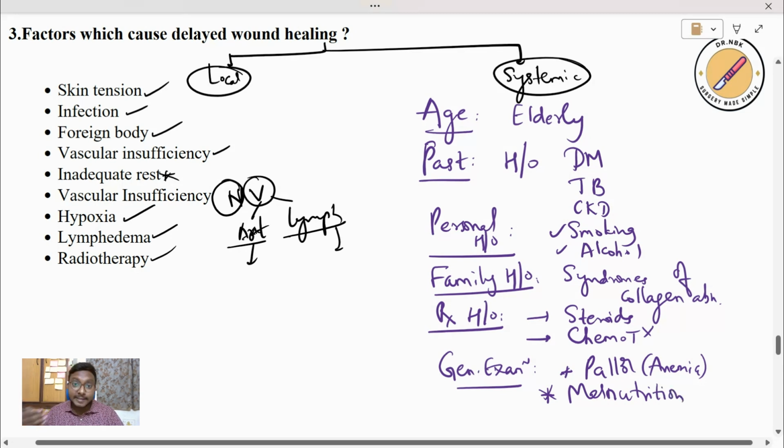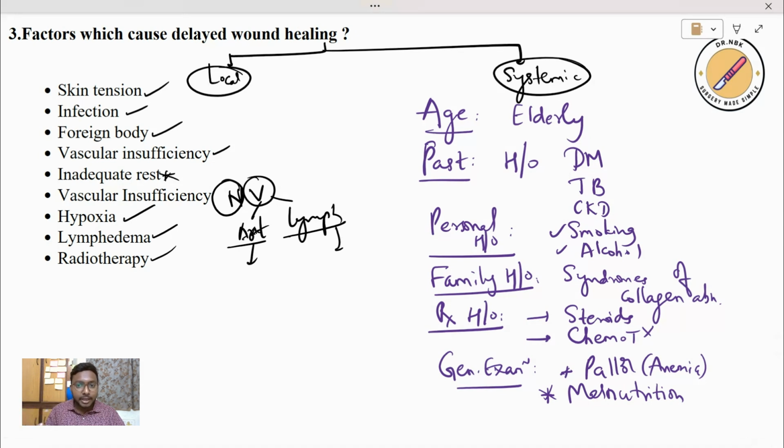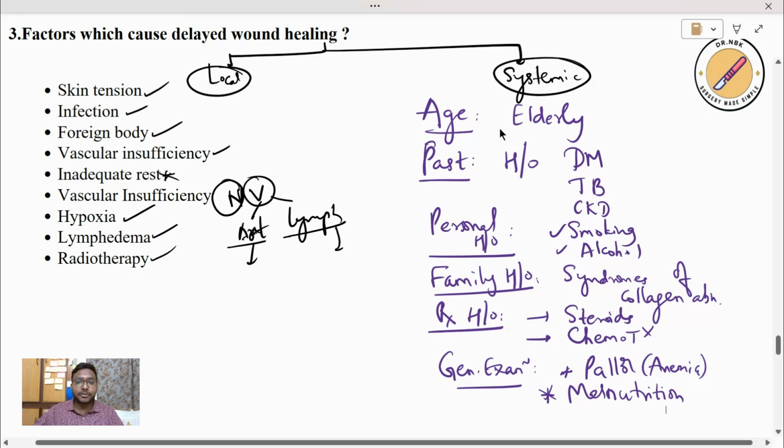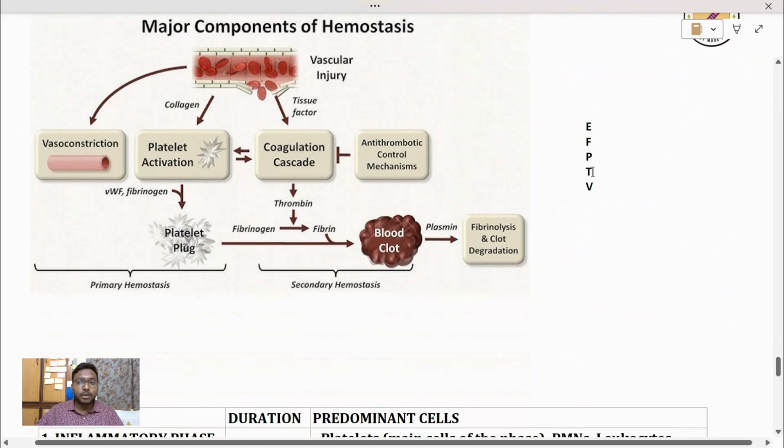So this is how we can remember the systemic factors which will delay the wound healing. If you remember the case sheet headings, we can easily remember the systemic factors. Right. Next step. What are the important phases of wound healing?